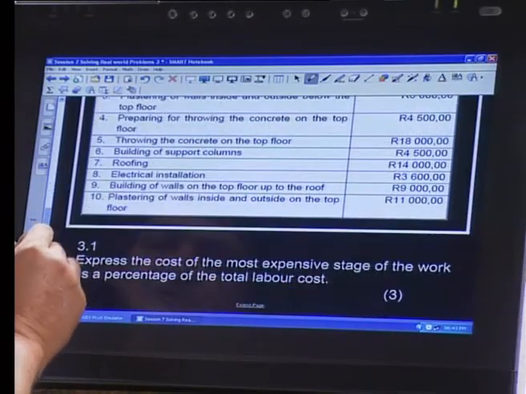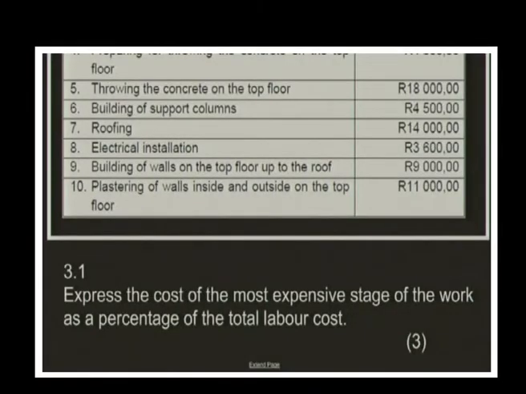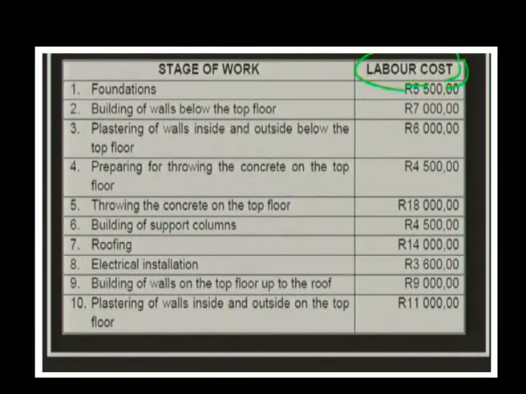Let's tackle it. The first part says, express the cost of the most expensive stage of the work as a percentage of the total labor cost. So there are two things we've got to find here. First, the most expensive, and second, the total labor cost. So what is the most expensive? Well, looking at this, we've got 5,500, 7,000, 6,000, 4,500. Oh, here's a big one, 18,000. We got 14,000. That's big, but not as big as 18,000. And I would say 18,000 is our biggest cost.